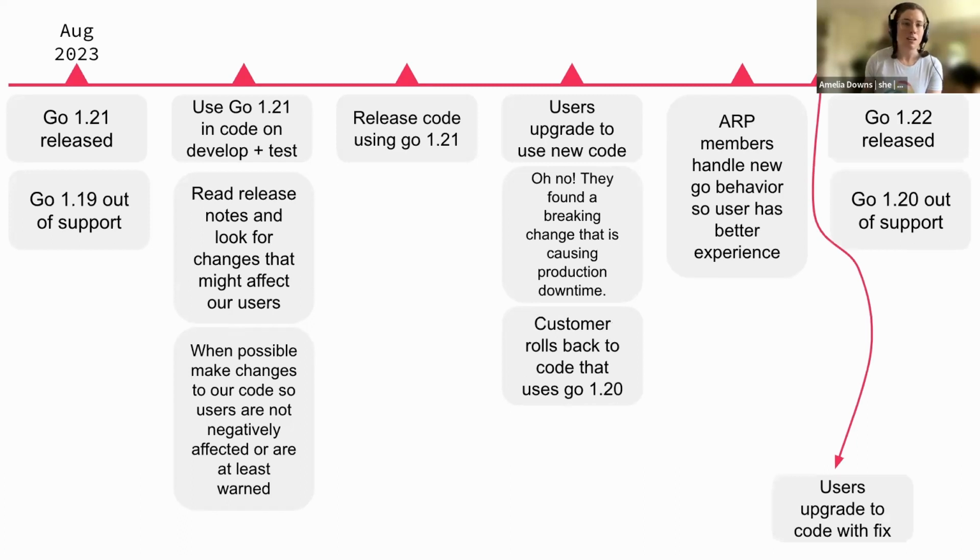And ideally, all of those steps happen before the next version of Go is released. Because if we don't do all of those steps between August 2023 and February 2024, then when the user rolls back to use Go 1.20, they will not be on a supported version of Go. So we've been working hard to make sure all of these steps happen as quickly as possible.